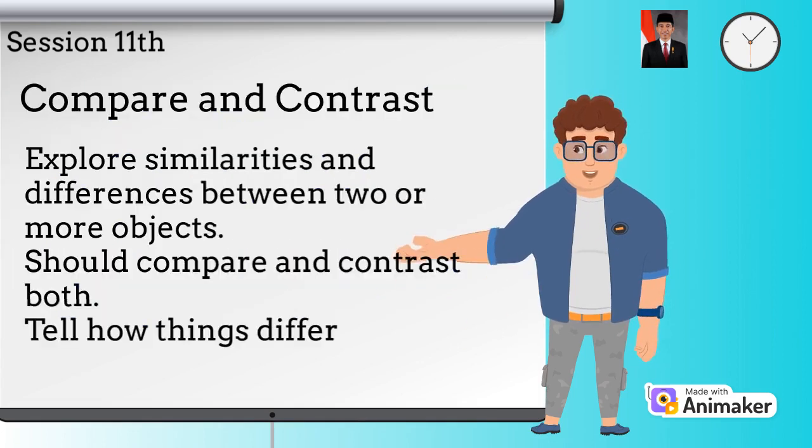A text structure or organizational pattern called compare and contrast explores the similarities and differences between two or more objects. It is crucial to keep in mind that the text should discuss both similarities and contrasts while using the compare and contrast text format. If all the text does is compare, then it is merely comparing. In the same manner, if it merely describes how things differ, it is only contrasting. Both must be done for the text to qualify as a compare and contrast.